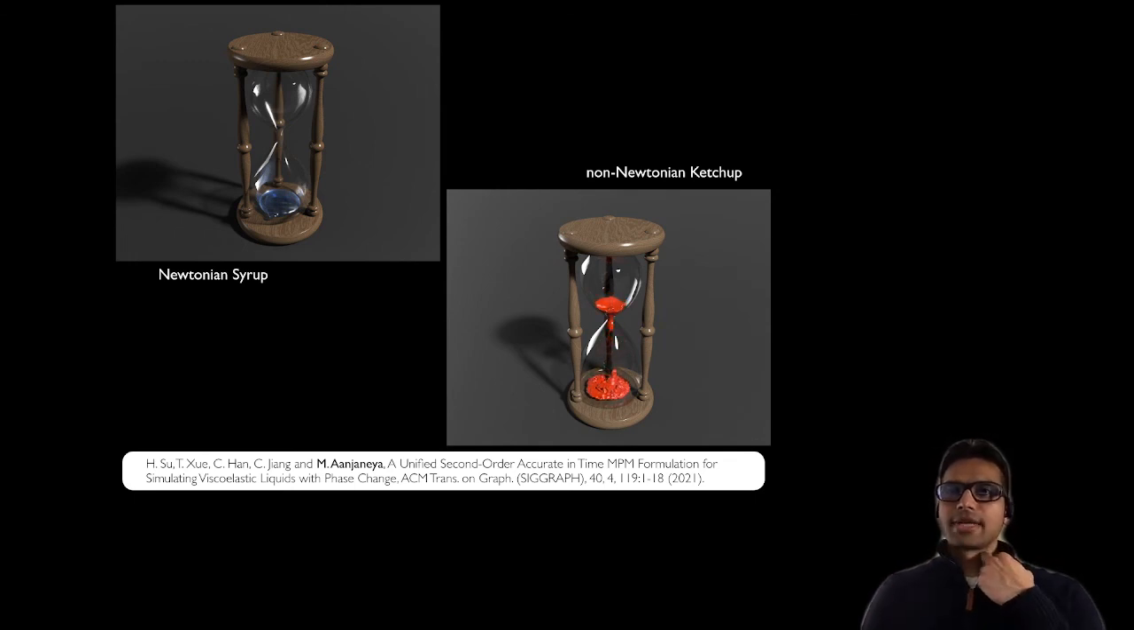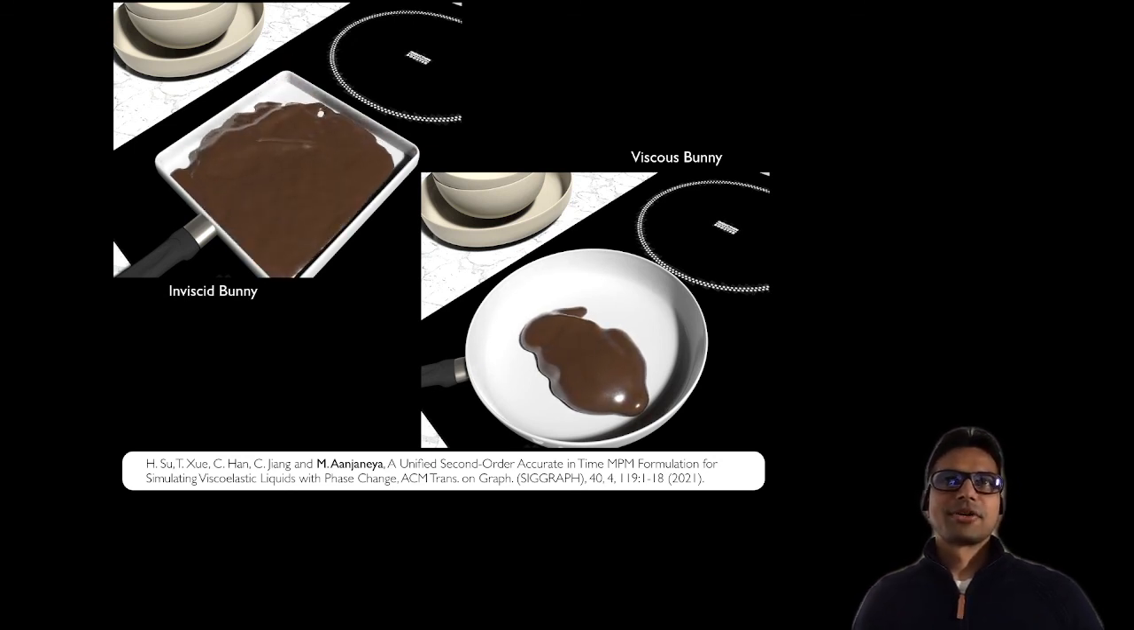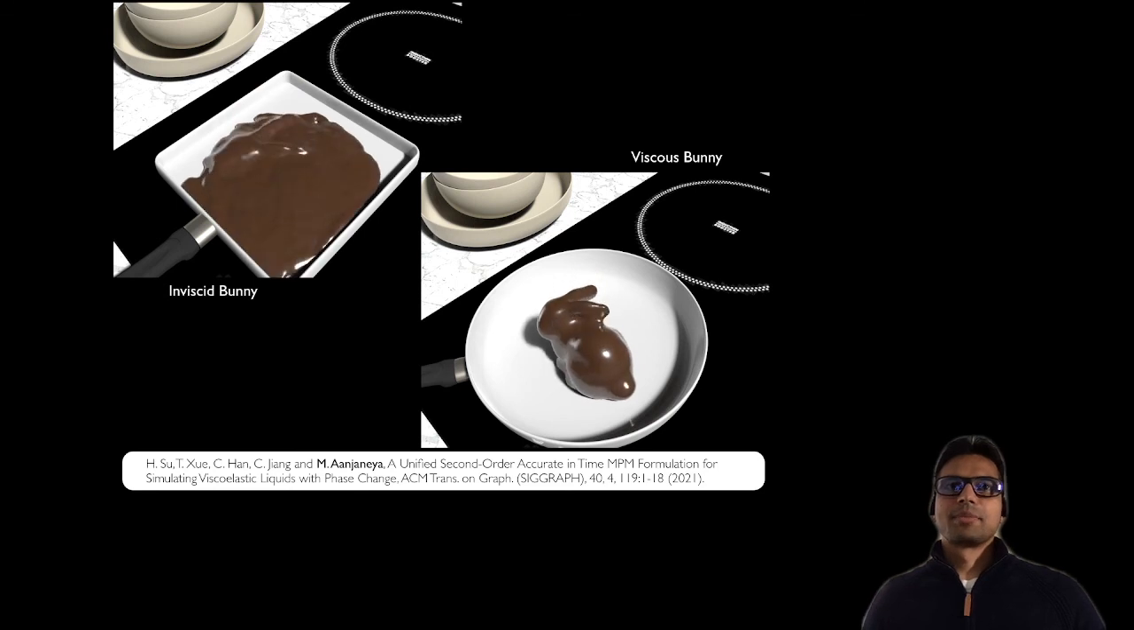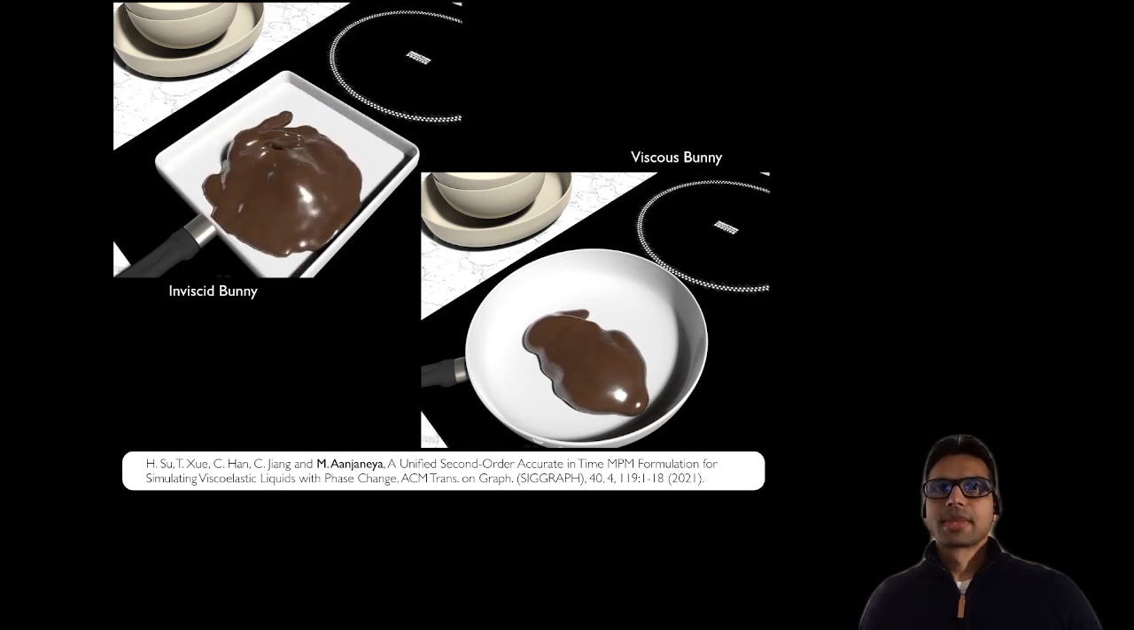And now that we have this model for simulating viscous liquids that are both Newtonian and non-Newtonian, we can actually combine it with diffusion to model phase change. And so we simulated a chocolate bunny, as is customary of any graphics researcher. So we show that basically if the bunny is viscous, then its shape is preserved for much longer as it melts on this heated pan.